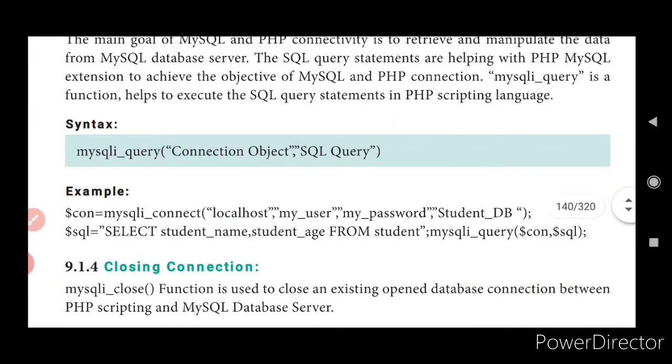So for connection we use mysqli_connect. Fine. For your query, what do we do? We write $sql is equal to select student_name, student_age from the student table, right? Then we write mysqli_query with $connection comma $sql. Able to follow? We wrote a connection first and we just included that in our query here.